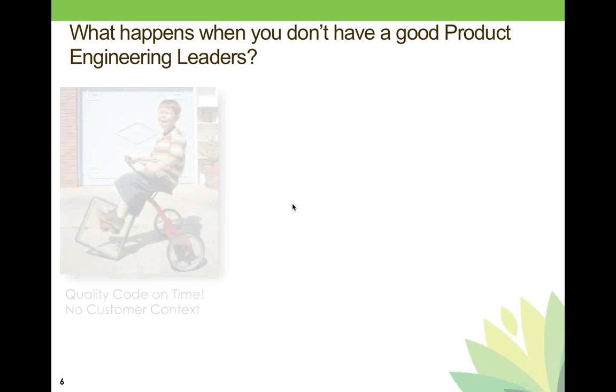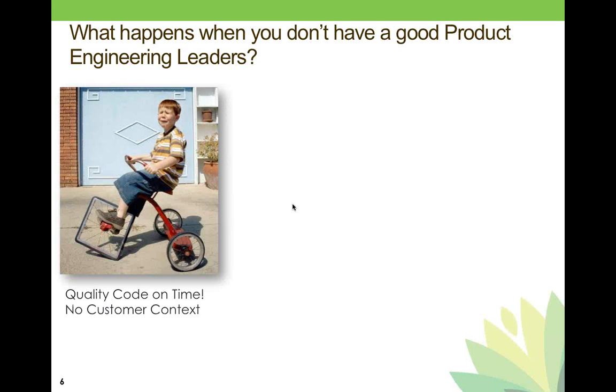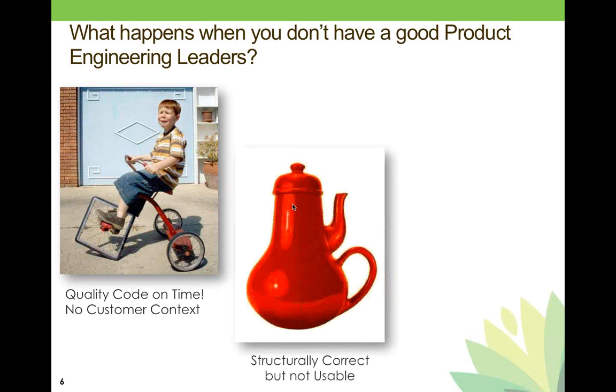So what happens when you don't have good product engineering leaders, right? What happens in the company, and what are the symptoms of what we see? So we did some ground study with several hundred companies, and we looked at the repercussions of not having good product leaders in an environment. First, I think we already talked about it: quality code on time, but unfortunately, no context.